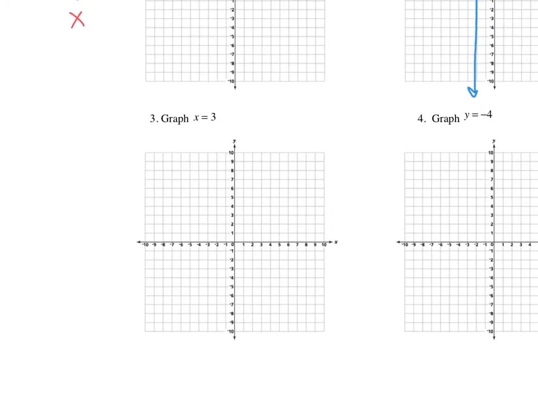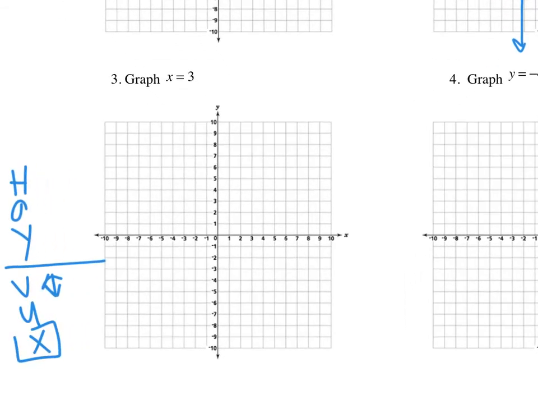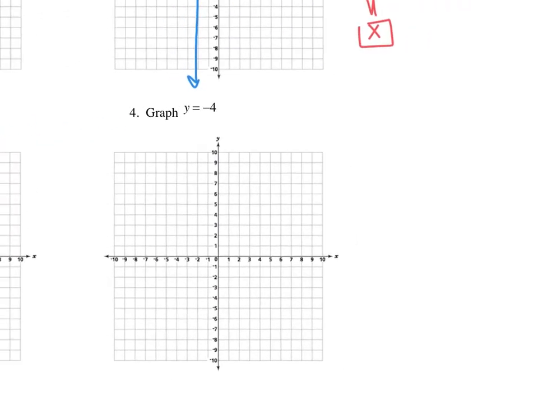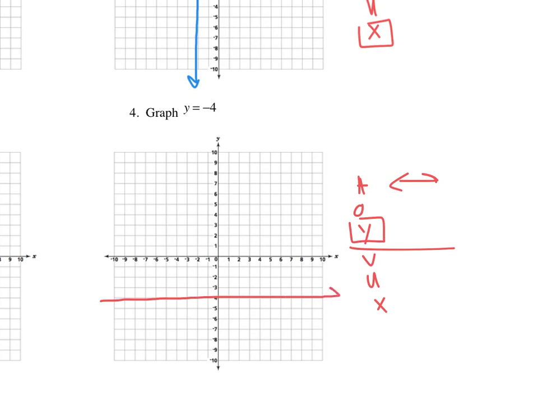Now I want to graph x equals 3. So I rewrite HOYVUX. It's x equals, so it's going to be vertical, and it's going to go through 3. So my graph is going to look like this. And then last but not least, I have y equals -4. So I rewrite HOYVUX. I have a y equals, so it's horizontal. And it's going to go through -4. And that's your final answer.